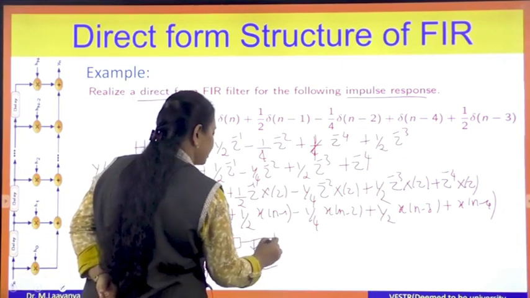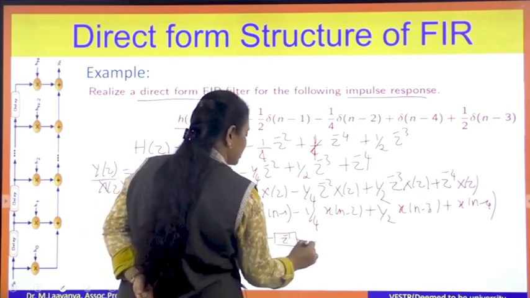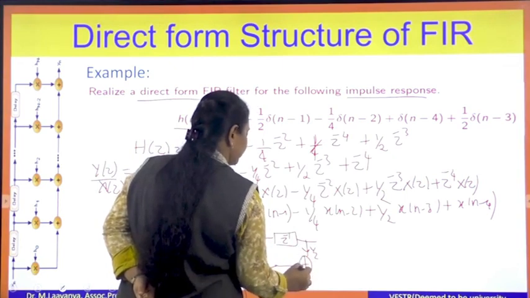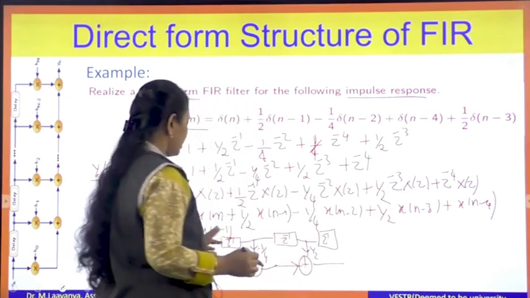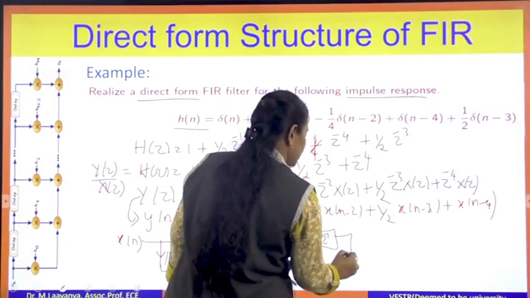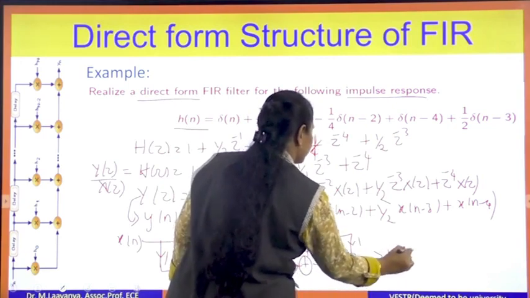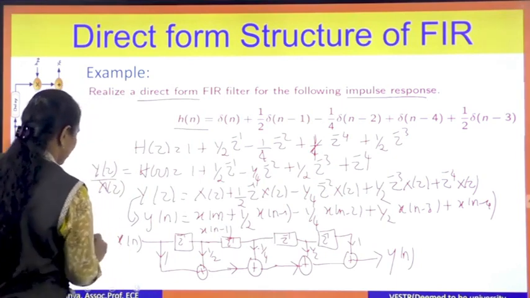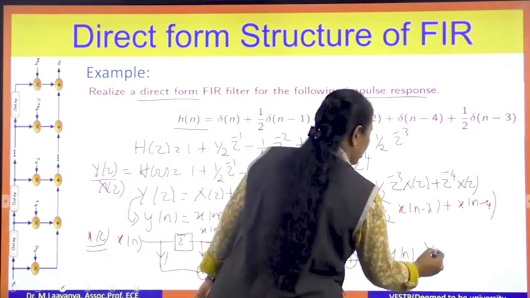Again another delay. If I put x of n minus 2, I need x of n minus 3, and my multiplier is half. Here again one adder. Again another delay, which will be x of n minus 1, minus 2, minus 3 and minus 4. For that the coefficient is only 1, which will be my output, which is my y of n. Instead of that, you can put here x of z, and you can write here y of z also.